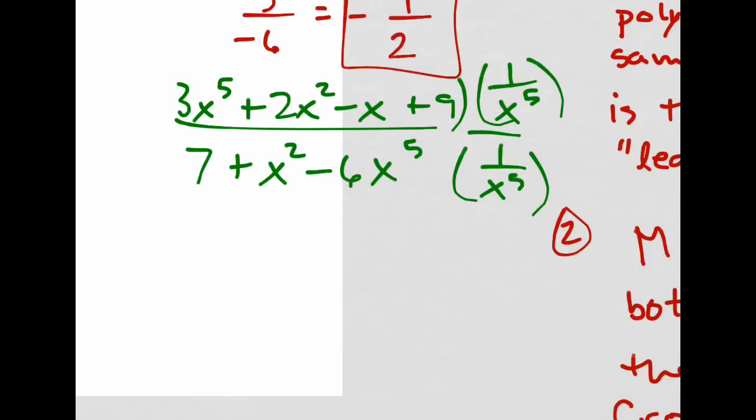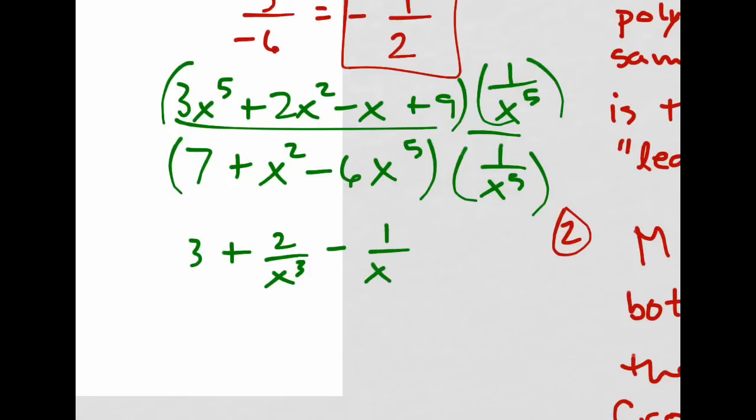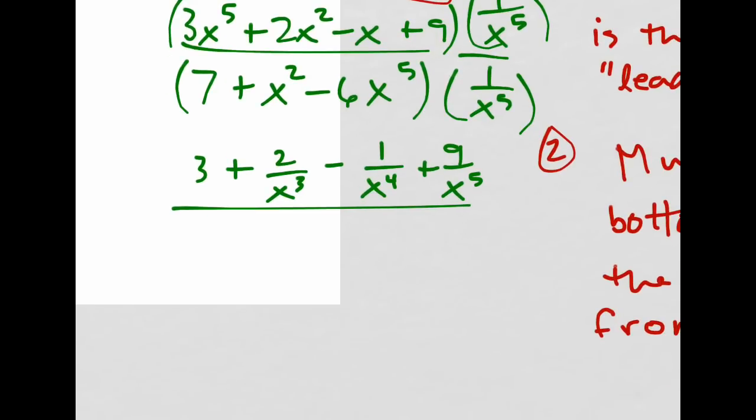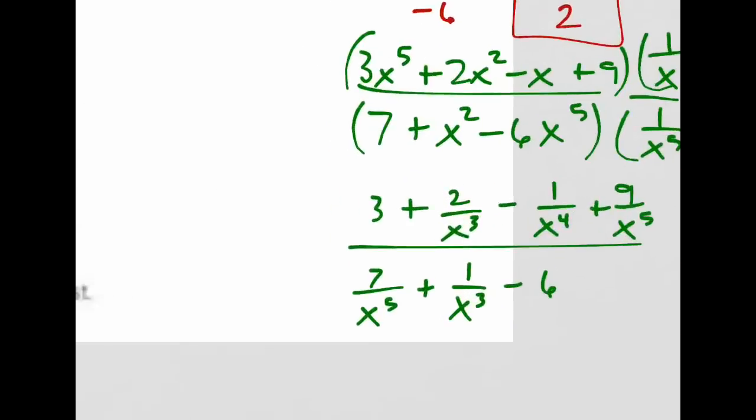Let's see what happens. I would distribute all of this in. I would get just 3, plus this times this, which would be x to the 5th on the bottom, so that becomes 2 over x cubed, right? And then minus 1 over x to the 4th, plus 9 over x to the 5th, divided by 7 over x to the 5th, plus this, which is 1 over x cubed. I'm just distributing here. And then minus 6, right? And now we can reevaluate our limit.